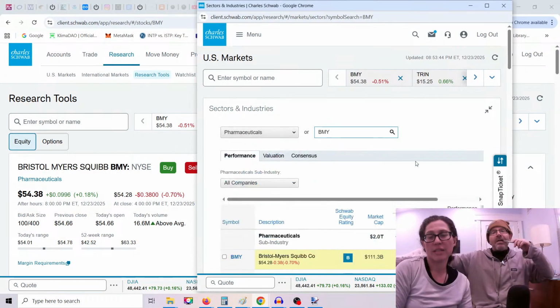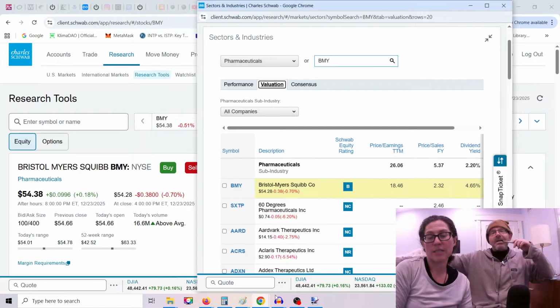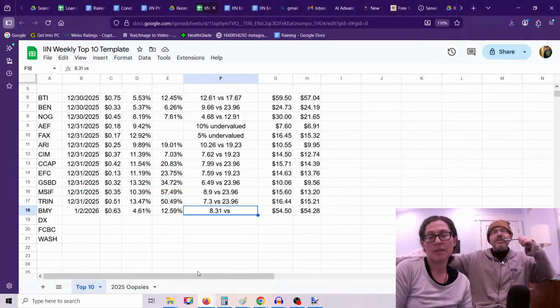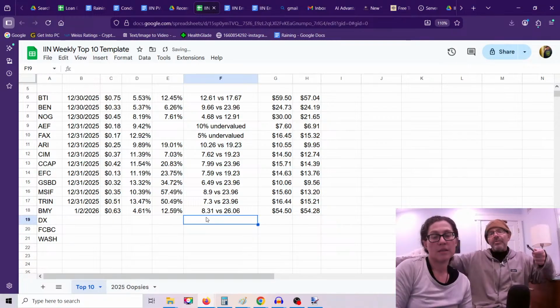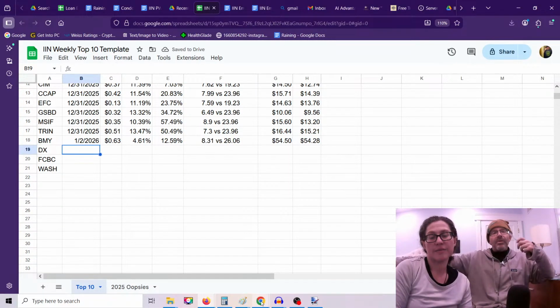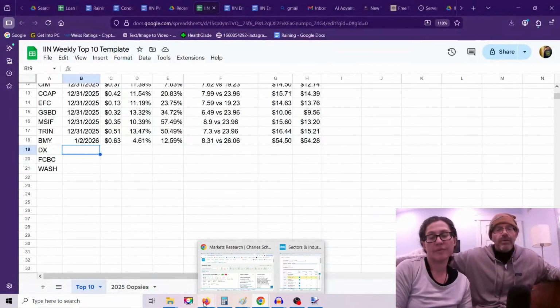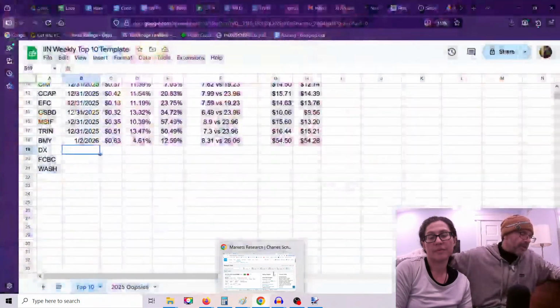26.06. See what I'm saying? It's super undervalued compared to its peers, but it has a price of 54.50. That's crazy. DX, I'm pretty sure this one's not one, but we'll double check. We just bought into this one in the retirement account a couple months ago.